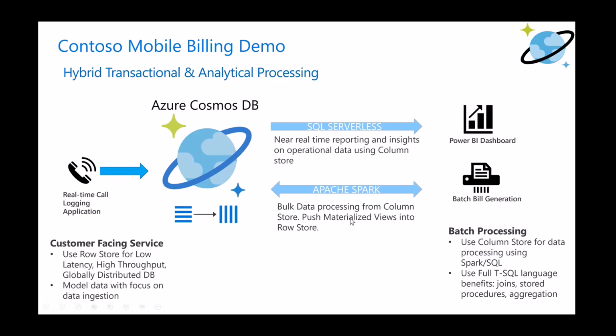So the Spark job is doing two things. It is reading from the analytical store and writing back to the transactional store. By doing this, what we get is the best of both worlds. We have on the left-hand side an application which has got low latency, high throughput, and it is globally distributed. And on the right-hand side, we have the backend processing applications which are able to use the power of T-SQL, joins, aggregations, etc. And they are not using RUs, so they are cost effective.